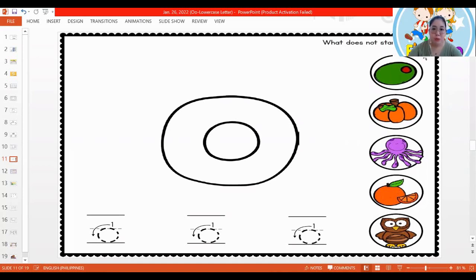So let's make lowercase letter O. Are we gonna start at the bottom? No, we start at the top. So we just make a small curve all the way up and we close.